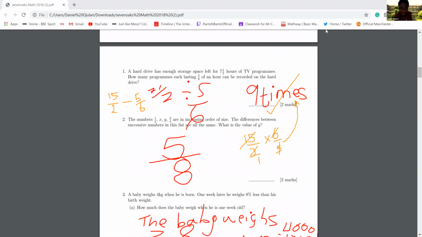Okay, so now the next question says the numbers 1 over 2, x, y, and then 3 over 4 are in increasing order of size. The difference between successive numbers in this list are all the same. What is the value of y? So how did you get 5 over 8? That's the question I want to ask you. So answer my question right now.